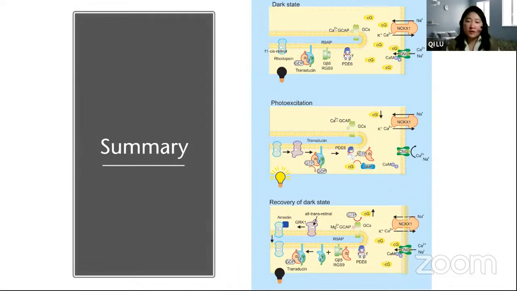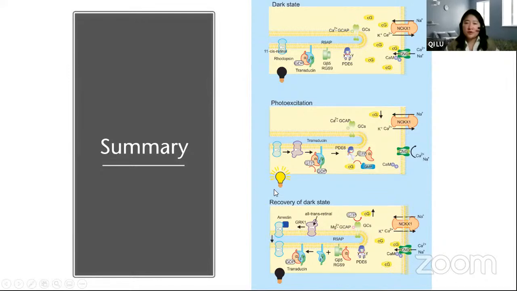Okay, then to summarize, this phototransduction cycle is that during dark, there's a very high concentration of cyclic GMP, and the channels are open, and there's a current circuit across the membrane, and the calcium concentration is being reduced by a transporter, NCKX1.